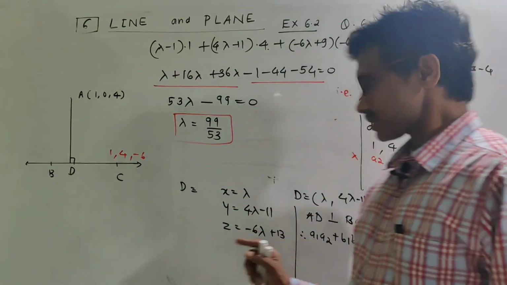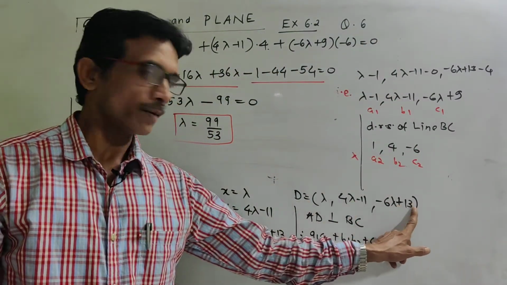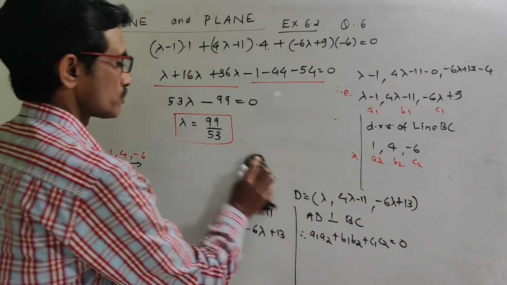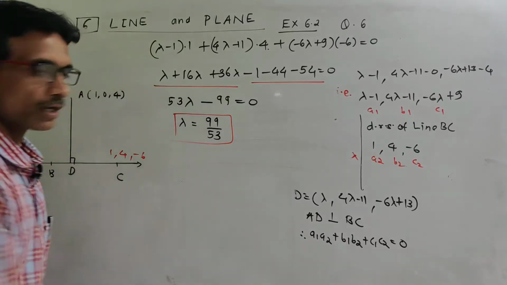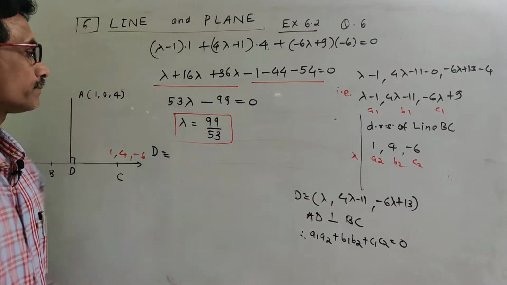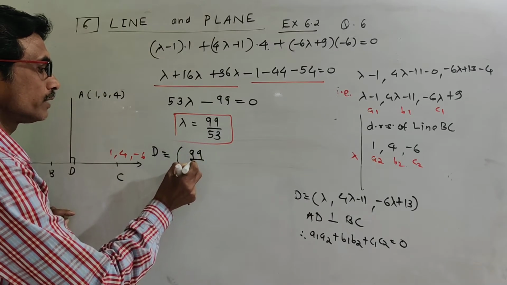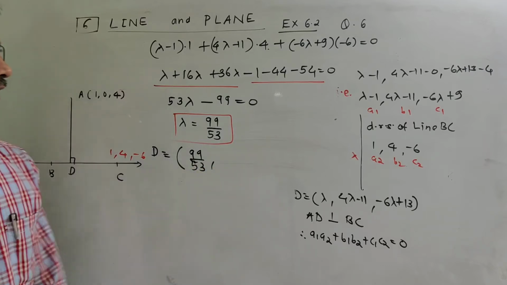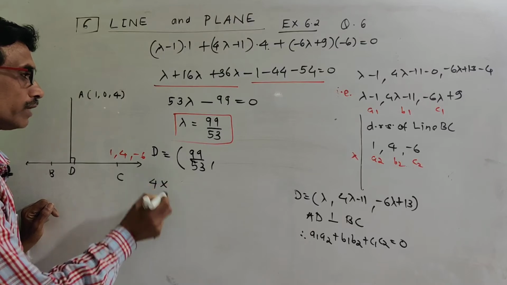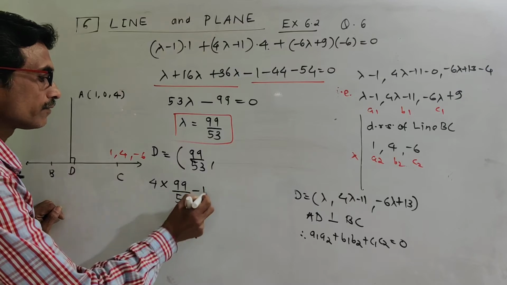We know D coordinates are lambda, 4 lambda minus 11, minus 6 lambda plus 13. Substitute the value of lambda here. So lambda का value हमको substitute करना होगा. So coordinates of D, how will you get? Lambda, that is 99 upon 53. Then 4 lambda minus 11. So 4 into lambda, lambda is 99 upon 53, minus 11.